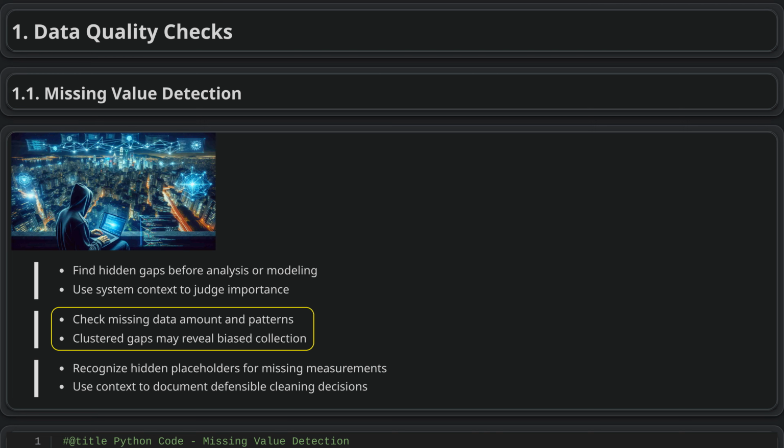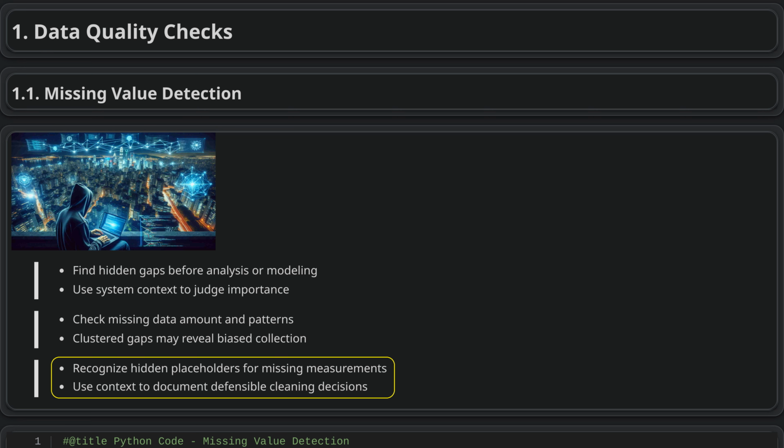A few scattered gaps may be normal, but gaps that cluster around certain times or conditions can signal data collection problems. For example, missing wind turbine power data during high winds may point to shutdowns or sensor failures, so engineers should consider whether the gaps match known events and how they affect interpretation.